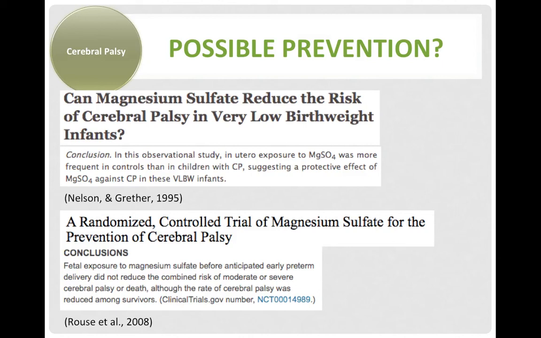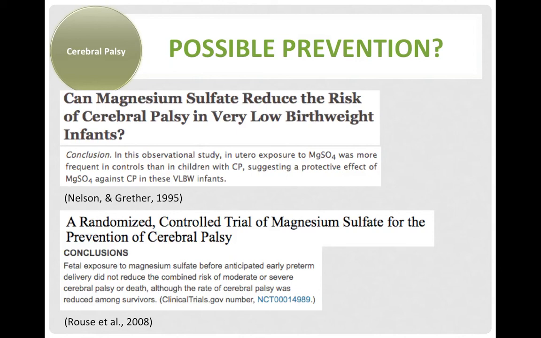It has been stated that there is no cure for cerebral palsy. However, there is speculation that magnesium sulfate can reduce the risk of cerebral palsy. It is given to pregnant mothers who are about to birth very preterm children. I found 2 studies which researched this issue.